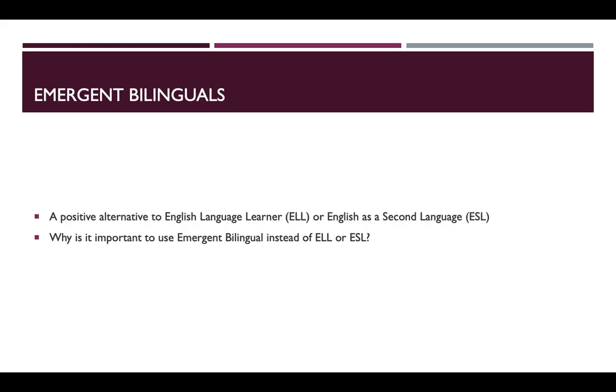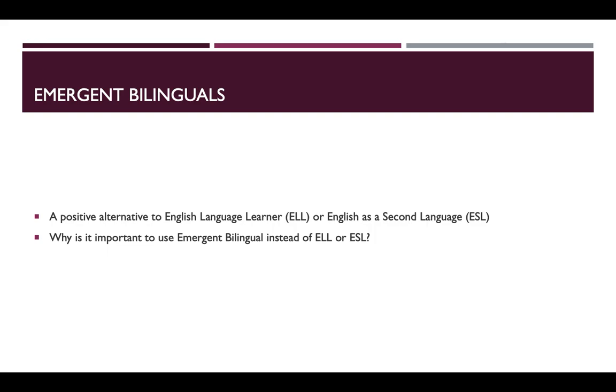So first off, what is an emergent bilingual and why is it important to use this term instead of an English language learner or English as a second language? Well, an emergent bilingual is a student who is continuing to develop their home language while also learning an additional language such as English. It's important to label these students as emergent bilinguals because it's a positive label, which can give them confidence to continue their education with passion and perseverance.